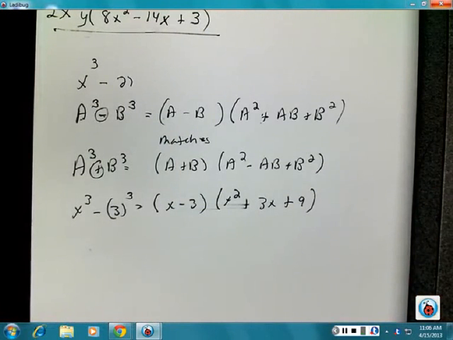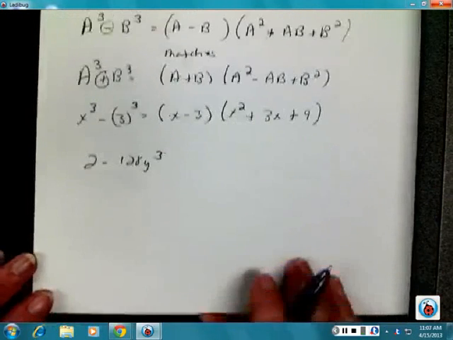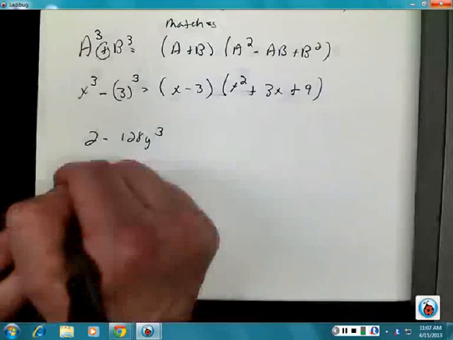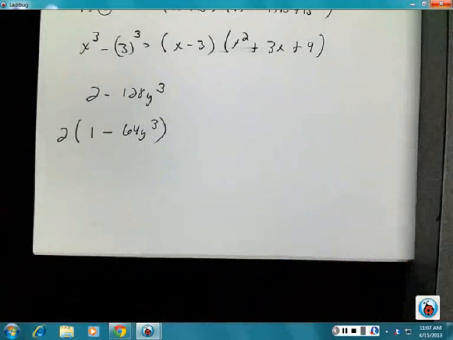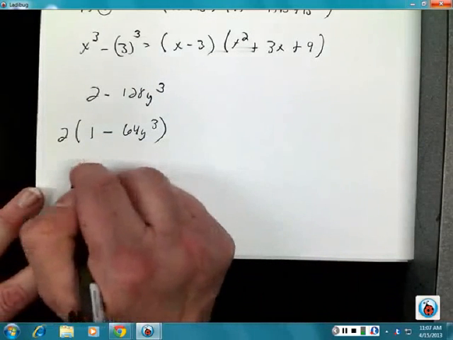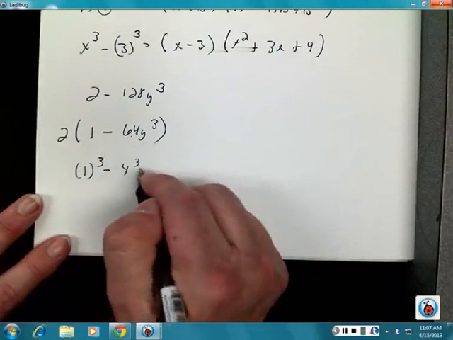So that's the piece on cubes. Let me find another one of those. What if we had 2 minus 128y cubed? Pull out a 2. That leaves me with 1 minus 64y cubed. How do you do that? Same thing. Get my bases. What's the cube of 1? If I have 1, that's going to be 1 cubed, correct? What's 64? 4 cubed with a y cubed.